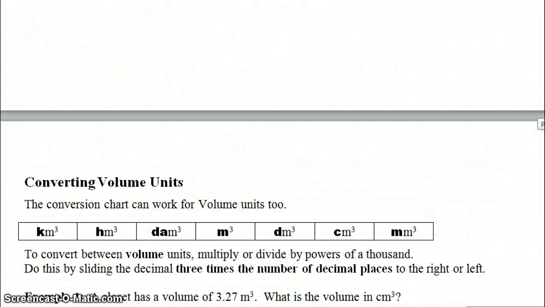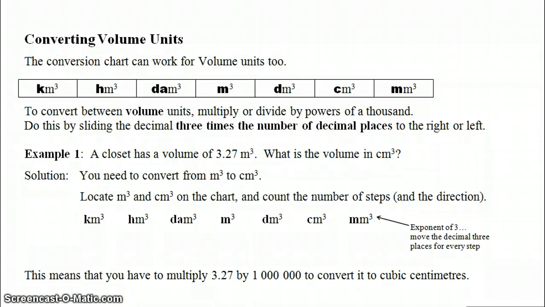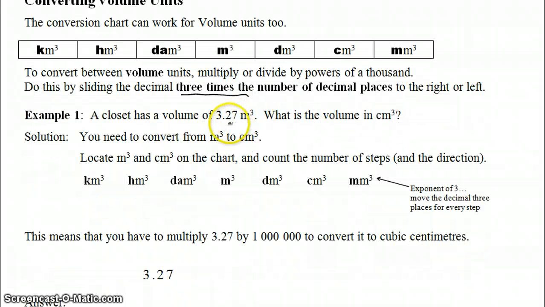Now, volume units. The exponent in volume is 3. Well, what do you think? Instead of moving the decimal 1 unit for every step, we're going to move it 3 times the number of decimal places. So, quick example here, the closet's volume is 3.27 cubic meters. Let's find the volume in cubic centimeters.